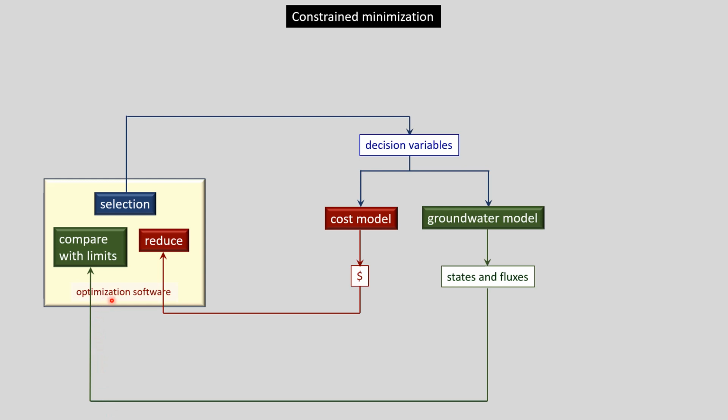So here we've got our optimization software, and it's selected a set of decision variables. Calculating the cost is fairly straightforward, and a groundwater model is used to calculate the outcomes of that choice of decision variables, the states and fluxes. But we know that whatever is calculated by a groundwater model is uncertain. We know that even if the model's calibrated, there's still uncertainty, and often a lot of uncertainty associated with its predictions. So that really needs to be taken into account as we solve this constrained minimization problem.